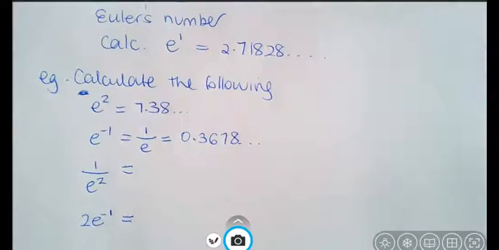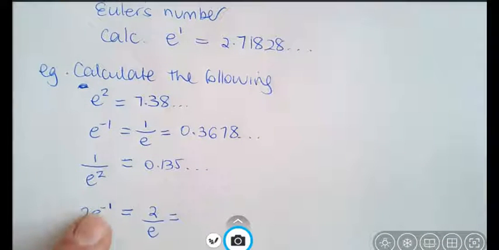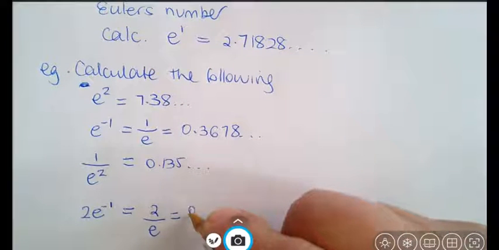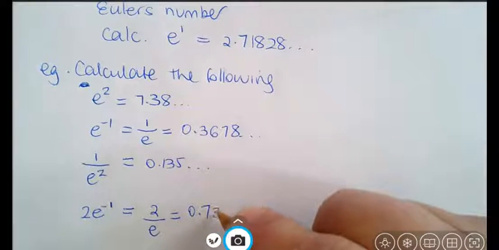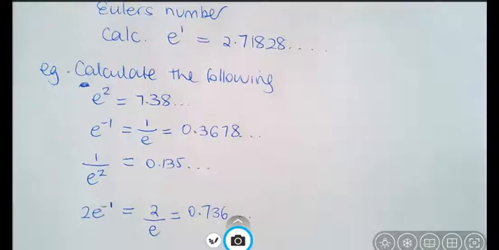1 over e squared, that should be approximately 1 over 9-ish, roughly, about 0.1-ish. Anyone? I want you all to do it on your calc. You have to know how to use your calc for it. This one is really 2 over e, because e to the negative 1 is 1 over e. So that's about 2/3. So I'd be expecting about 0.7-ish. What are you getting? Etc. So it makes sense.